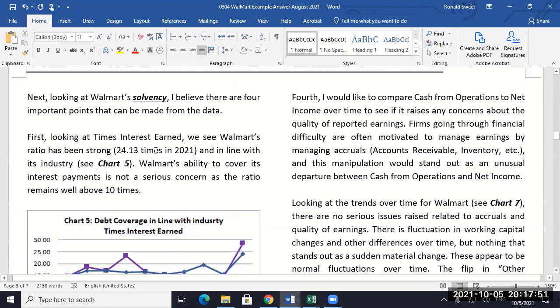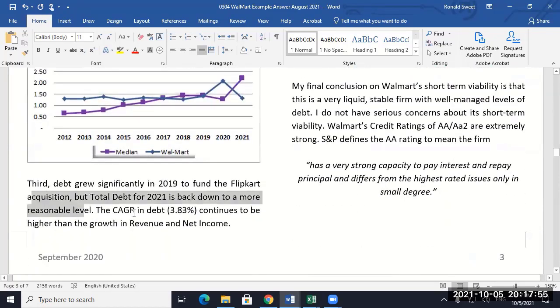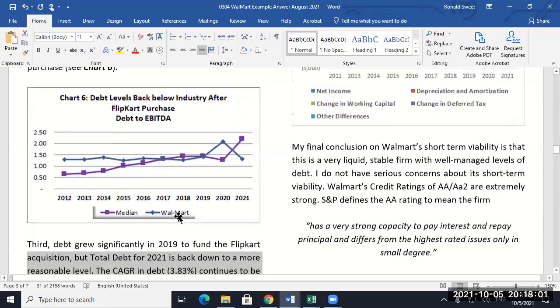And that's it. That's it for solvency. It's really, well, one last thing. Talk some about the growth in debt. Look at the trend. That's the reason you have to talk about it.